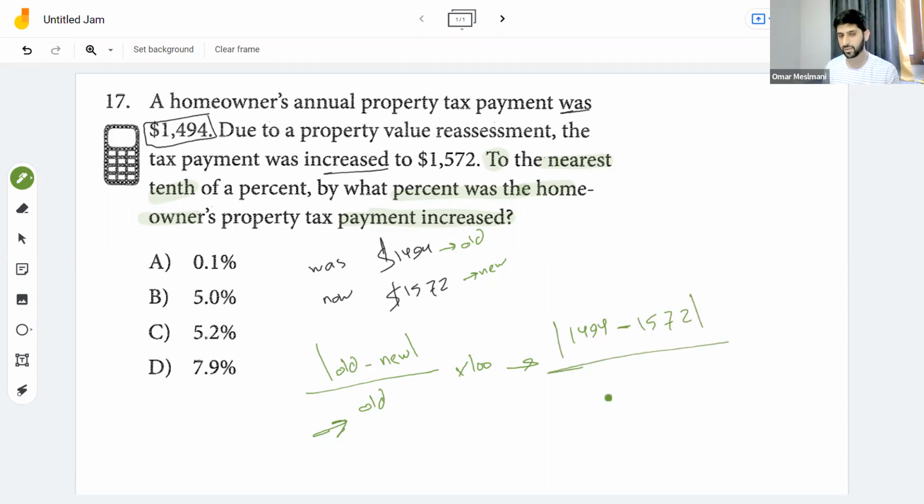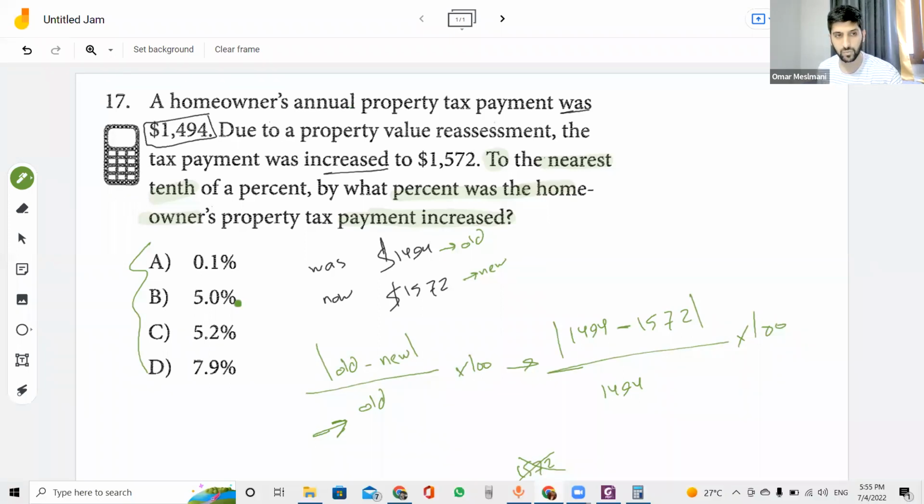What is the old amount? It's 1494. Guys, the mistake here, if you did it over 1572, that's a mistake. And by the way, if you did it over 1572, you're going to see your answer here, okay? Because those are the SAT, and they are studying your mistakes, they're seeing what mistakes students make, and they put it as an option. After that, what do we do? We go to the calculator.